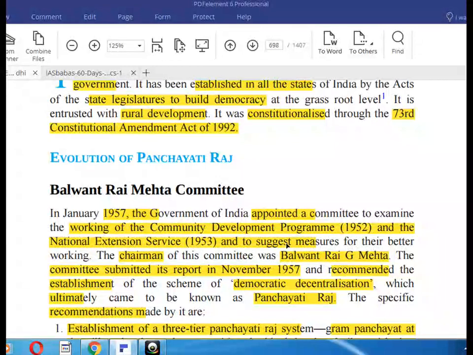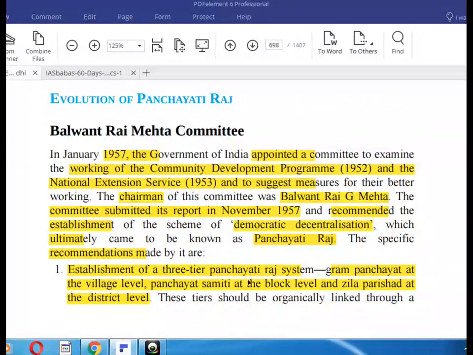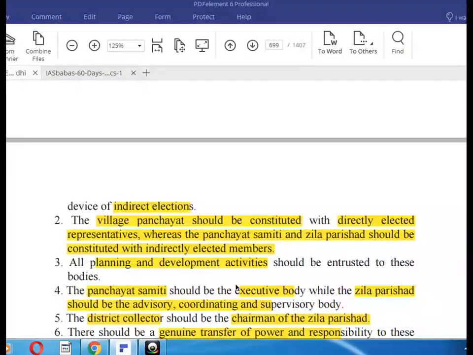The chairman of the committee was Balwant Rai Mehta. The committee submitted its report in November 1957 and recommended the establishment of the scheme of democratic decentralization, which ultimately became known as Panchayati Raj. The specific recommendations made by it are the establishment of a three-tier Panchayati Raj system: Gram Panchayat at the village level, Panchayat Samiti at the block level, and Zila Parishad at the district level.